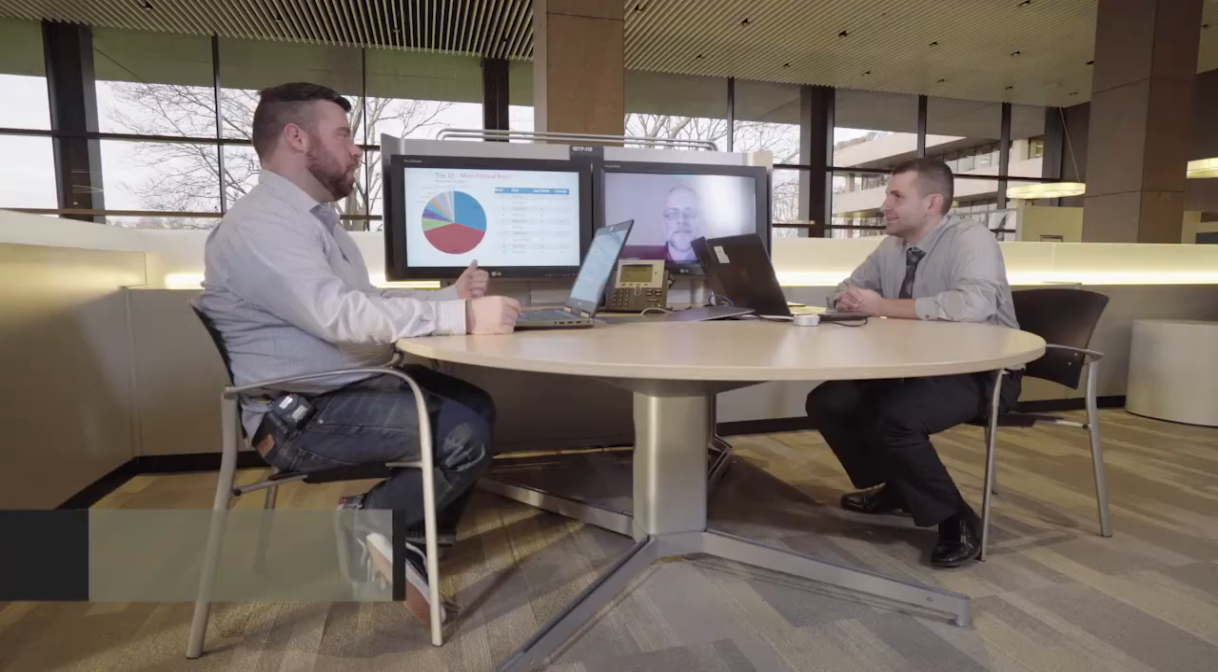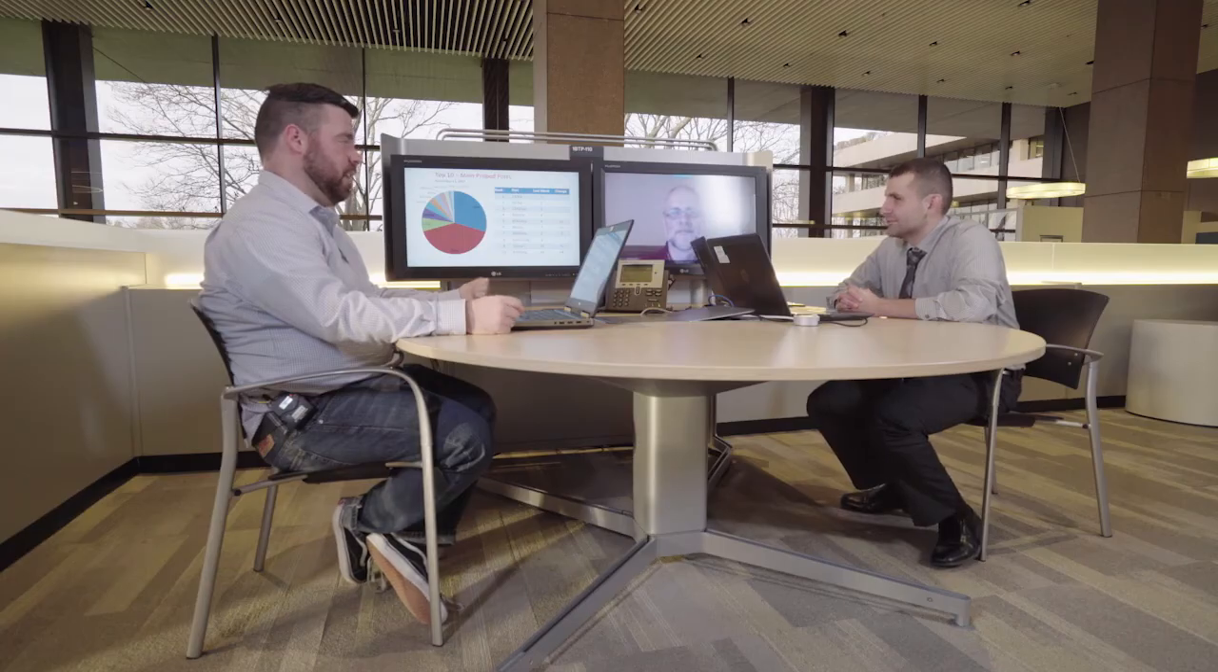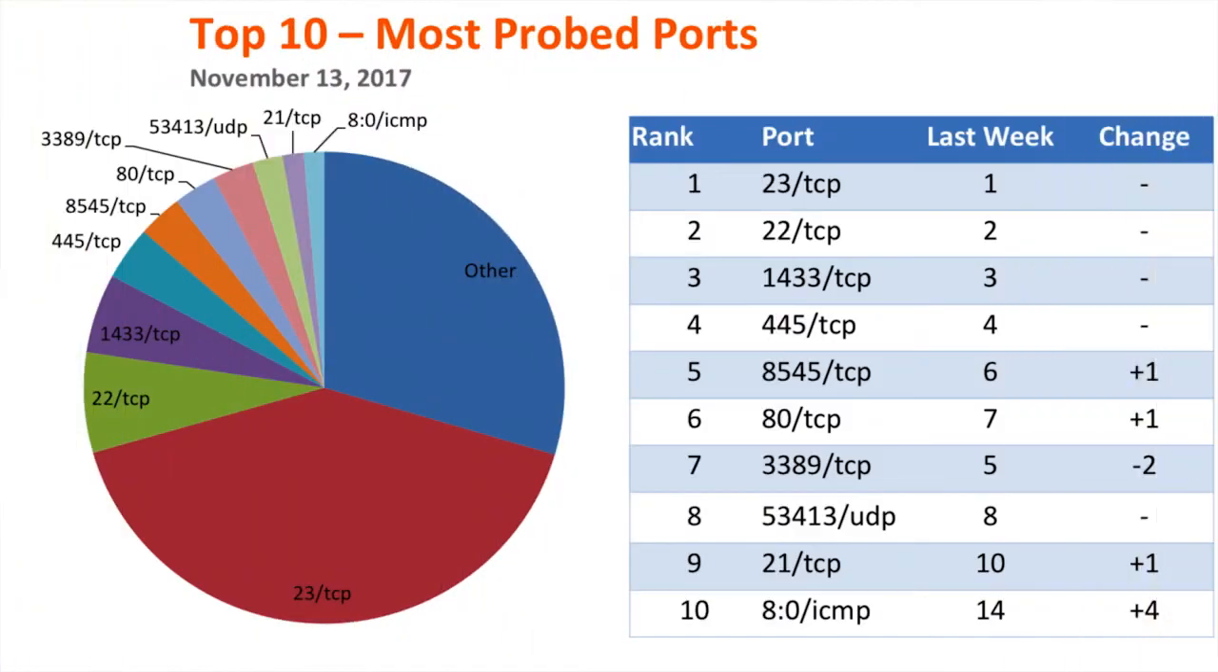Internet weather was mostly the same this week. The top 4 on the most sources probing and most probed ports were the same. And that's been pretty steady for a while. So port 23 TCP is Telnet. Port 22 TCP is SSH. 1433 is MS SQL Server. 445 is SMB. And those have been at the top for, well, quite a while now.